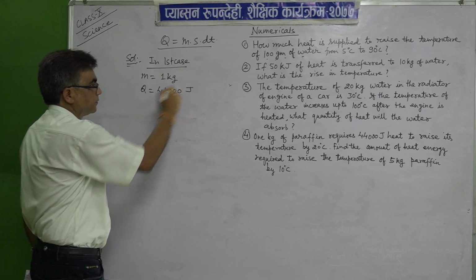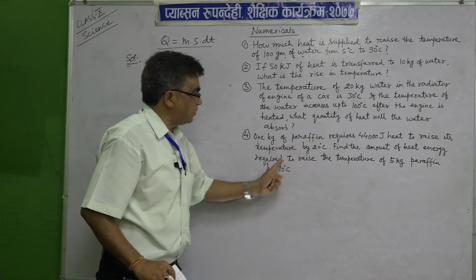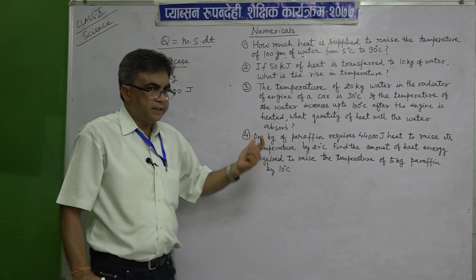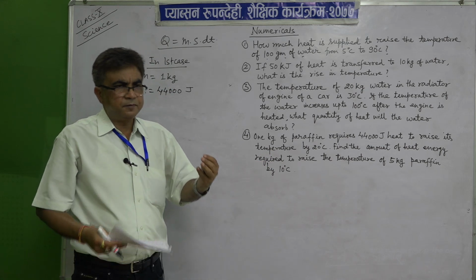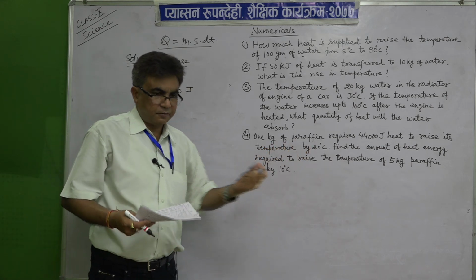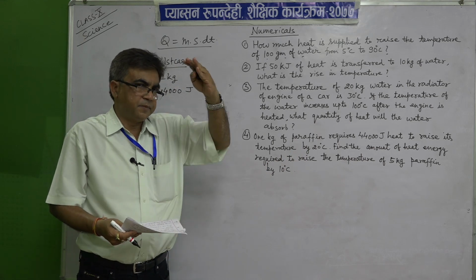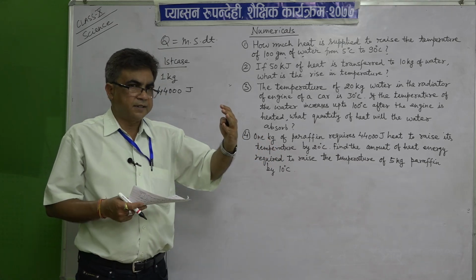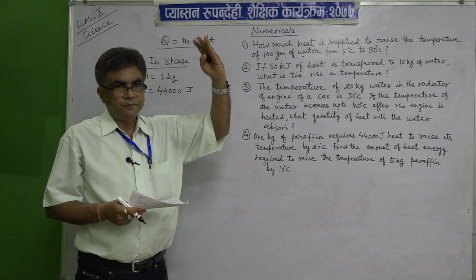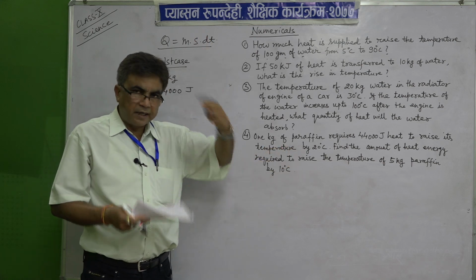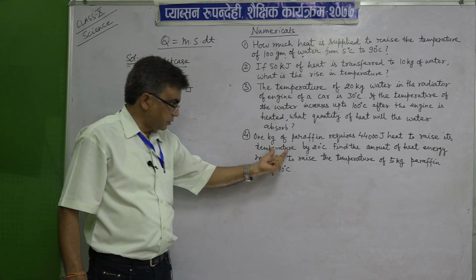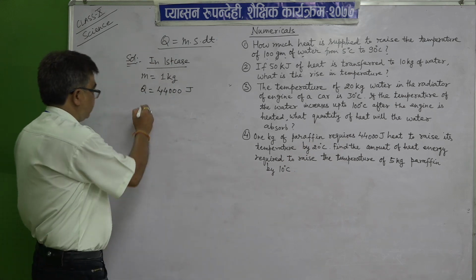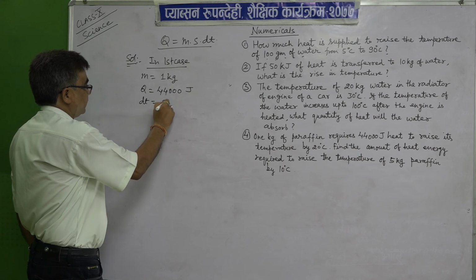44,000 joules to raise its temperature by 20 degree centigrade. So, by simply indicates temperature difference. By 20 degree centigrade means the difference between final and the initial is 20 degree centigrade. Suppose initially it is 1 degree centigrade, now it has become 21. So, increased by 20 degree centigrade. Initially it was suppose 5 degree centigrade, now it has become 25. So, temperature is increased by 20, 25 minus 5, 20. So, raise its temperature by 20 degree centigrade means dt is 20 degree centigrade.